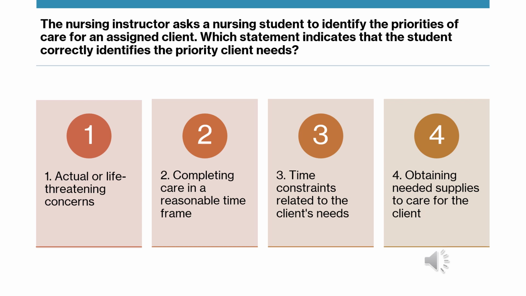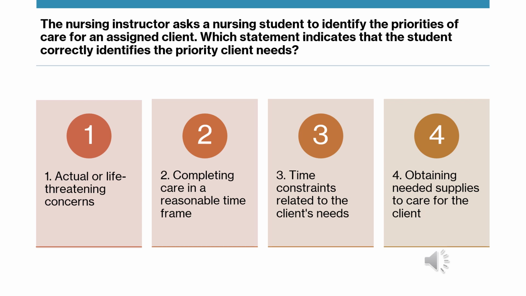Number 1, actual or life-threatening concerns. Number 2, completing care in a reasonable time frame. Number 3, time constraints related to client's needs. Or number 4, obtaining needed supplies to care for the client.